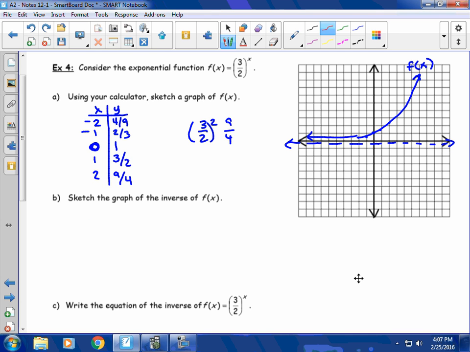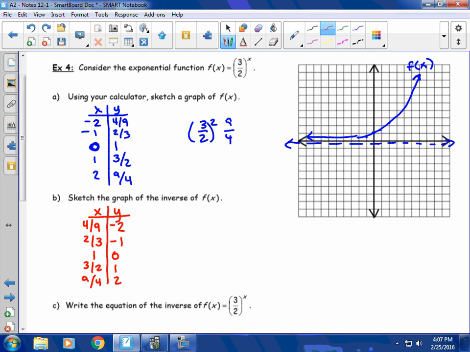All right, inverse now. I'm going to sketch a graph of the inverse. We need a table. How am I going to get my table? Switch x and y. So 4/9, -2, 2/3, -1, 1, 0, 3/2, 1, 9/4, 2. Go ahead and plot those.